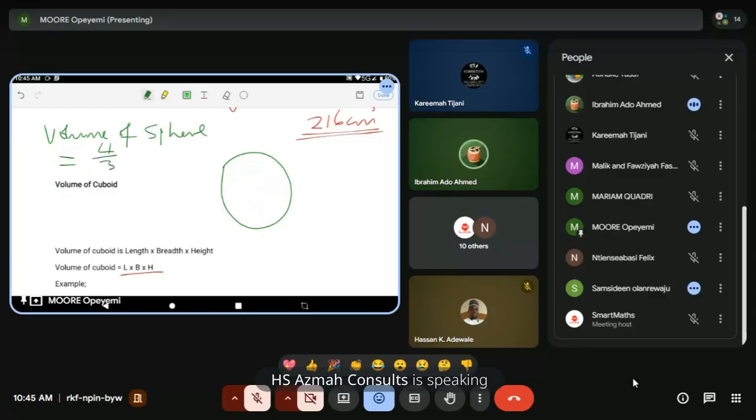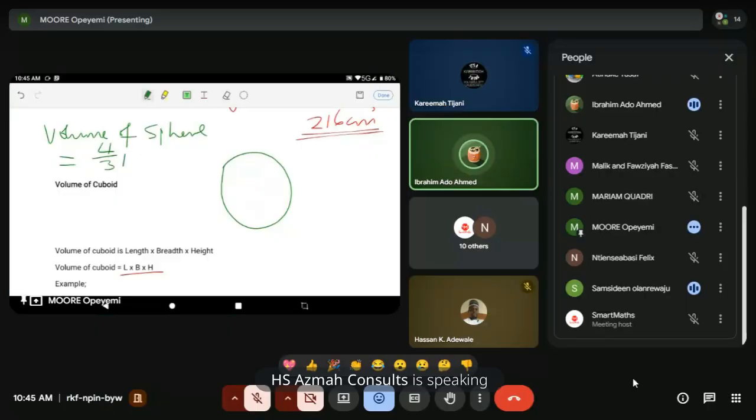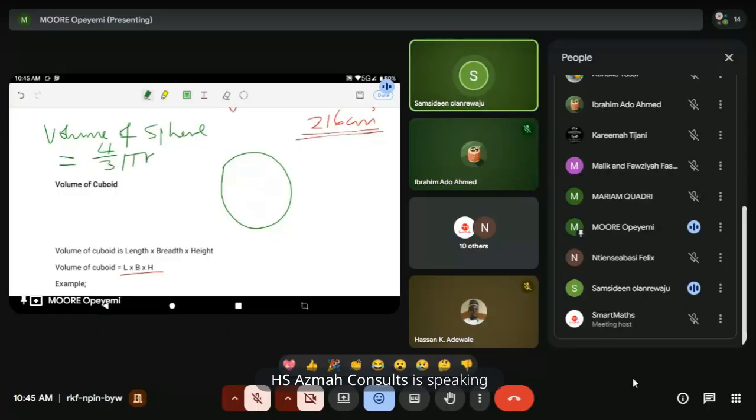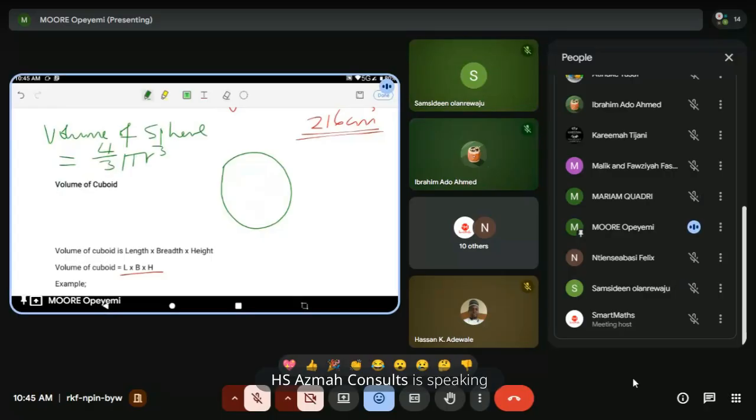2 pi r cube. Pi r cube. Okay. This is the volume of a sphere. Volume of sphere.